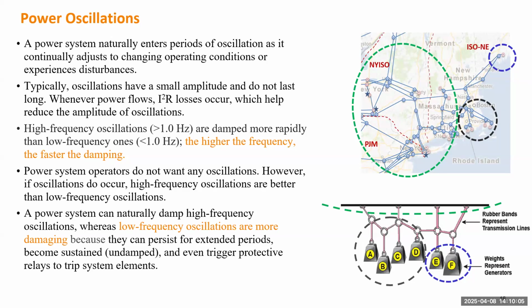Okay. So which means if the oscillation is too large, eventually some protection may trip the transmission. So that will cause more disturbance on the system.